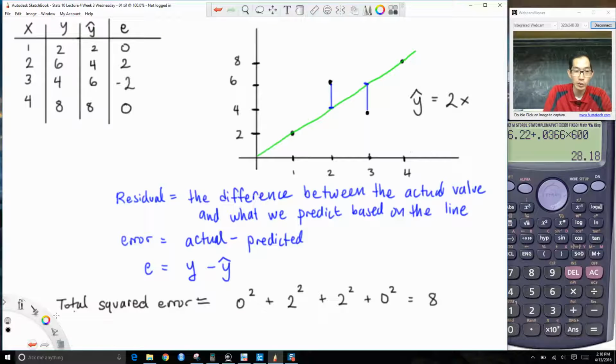So for the total squared error in this picture, I can draw little squares. And what this basically says is that if I shade these in, the total area of these squares is 8.